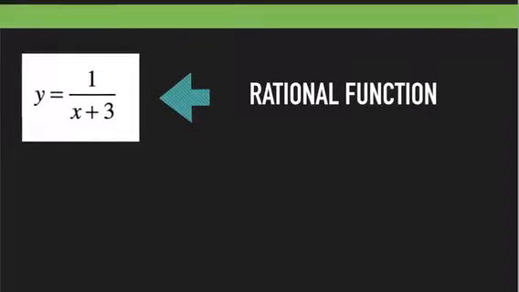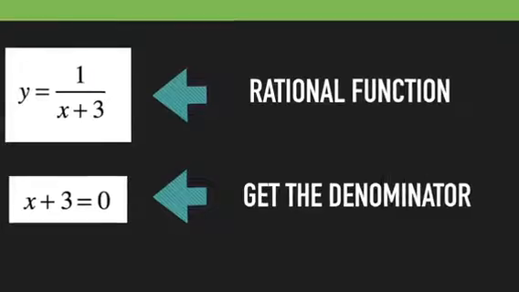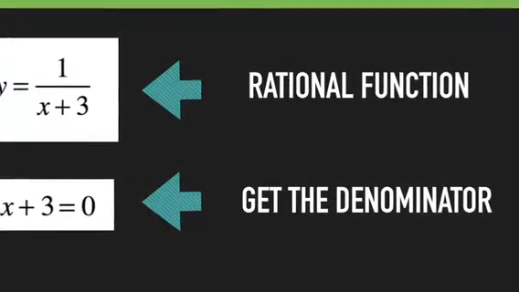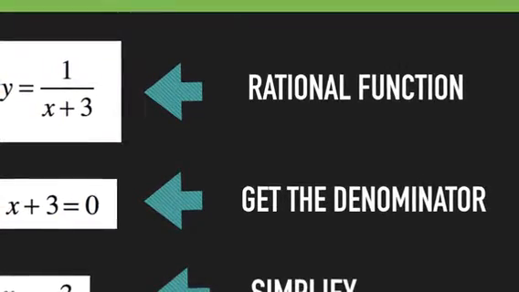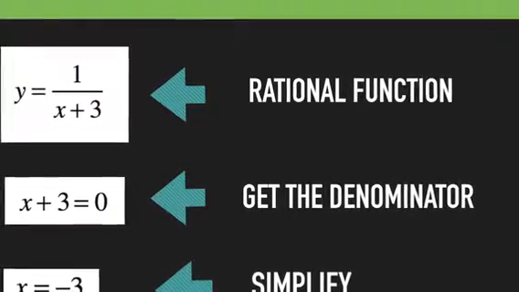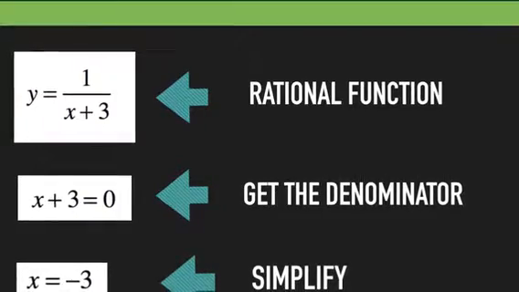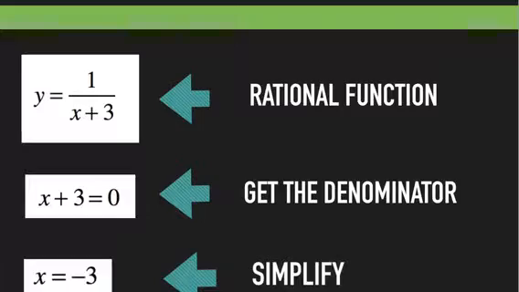And here we have our equation, which is y equals 1 over x plus 3. What you need to do here is to take the denominator, which is x plus 3, and equalize it to 0. To do that, you need to find the number that will make x plus 3 equal to 0, which in this case is minus 3. Once you have the minus 3, you have the domain.